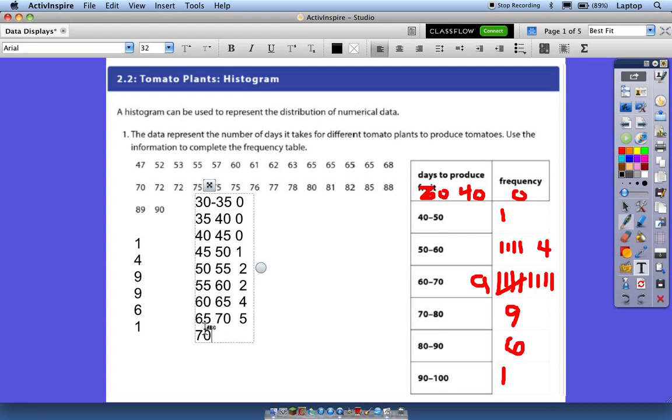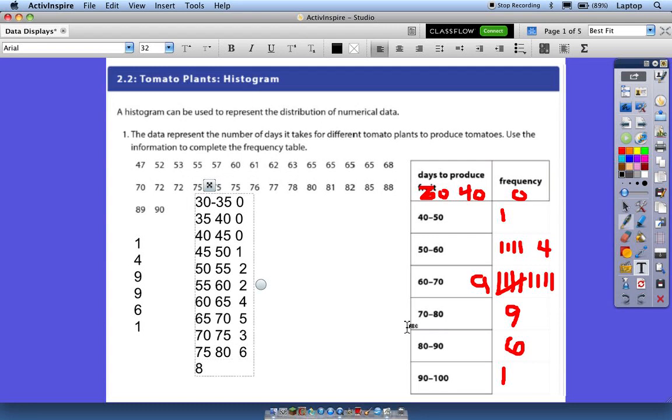Now from 70 to 75, we have 1, 2, 3. And from 75 to 80, we have 1, 2, 3, 4, 5, 6. It should add up to 9 because the other number was 9. 3 and 6 make 9.